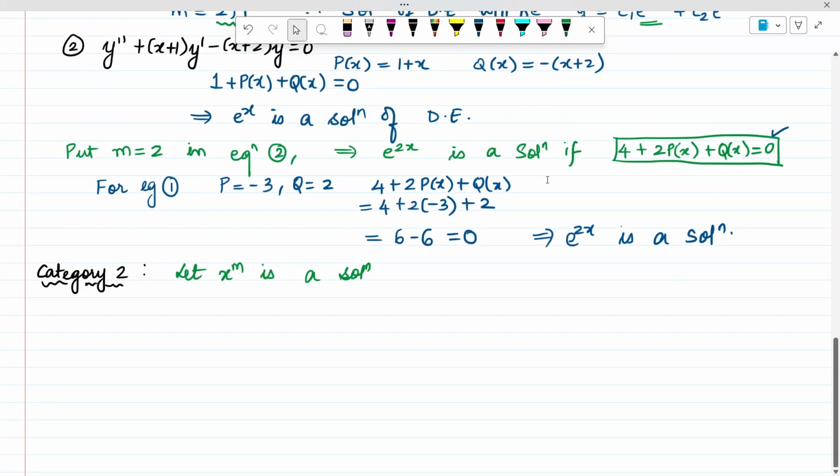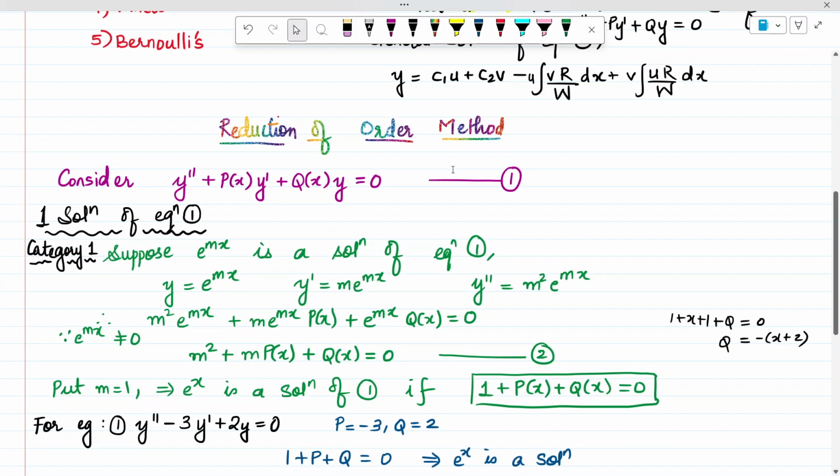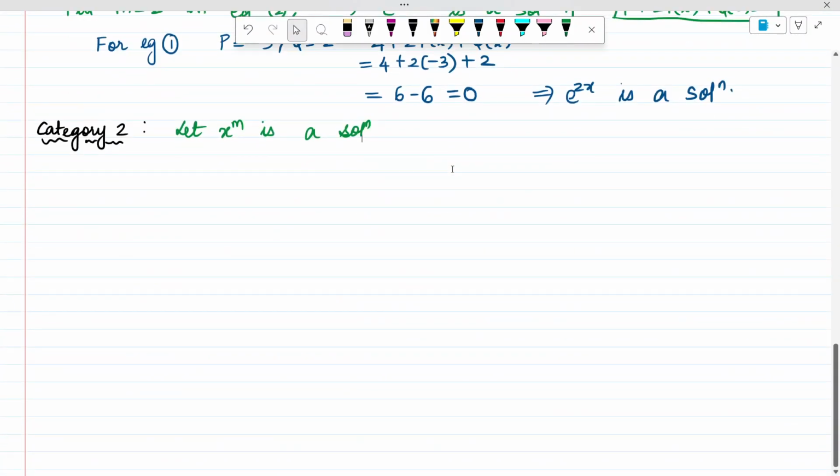Okay, I believe we have given equation 1 its number. Yes, I have written this in purple here, equation number 1. So let x raised to m be a solution of equation 1, and just for our benefit I'll write it down here again, so that I don't have to keep scrolling again and again.